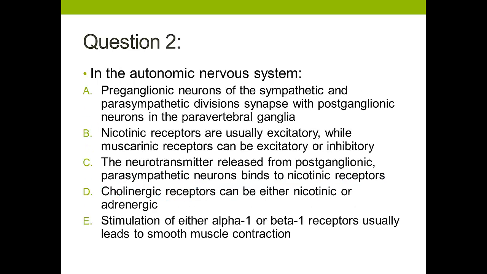Question 2. In the autonomic nervous system, A. Preganglionic neurons of the sympathetic and parasympathetic divisions synapse with postganglionic neurons in the paravertebral ganglia. B. Nicotinic receptors are usually excitatory, while muscarinic receptors can be excitatory or inhibitory. C. The neurotransmitter released from postganglionic parasympathetic neurons binds to nicotinic receptors. D. Cholinergic receptors can be either nicotinic or adrenergic. Or E. Stimulation of either alpha-1 or beta-1 receptors usually leads to smooth muscle contraction.